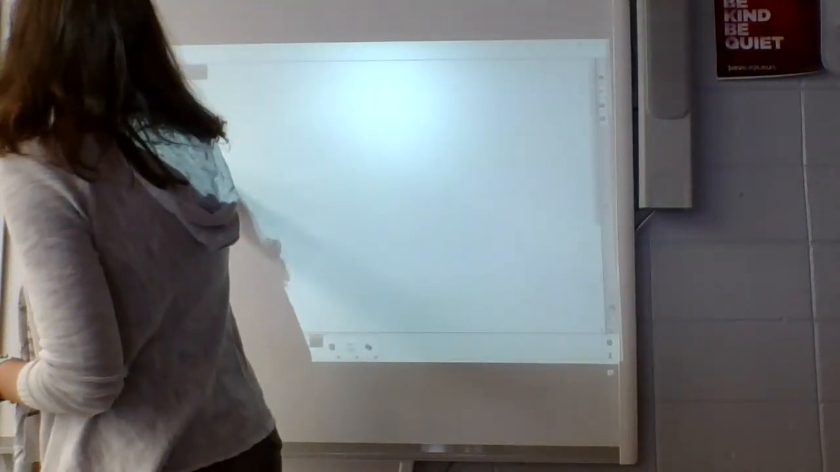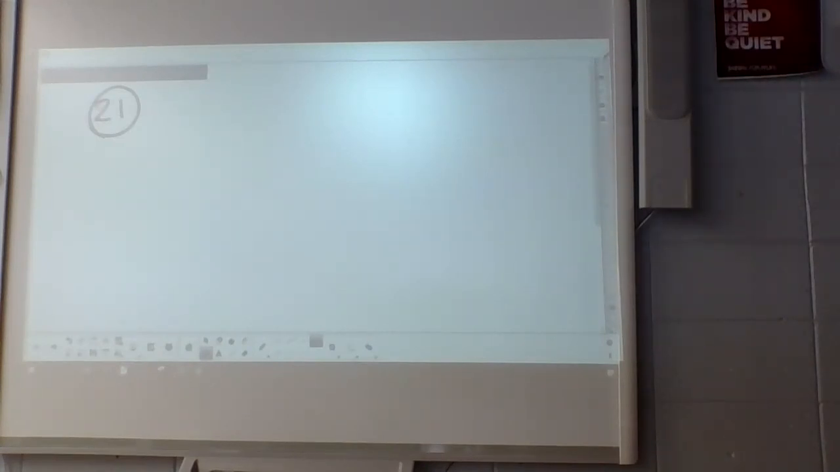So let's go through 21 and 25. Can you close this up, please? So for these, again, if you didn't have these done correctly, I really ask that you write them down, kind of practice. Let me know if you have questions here.